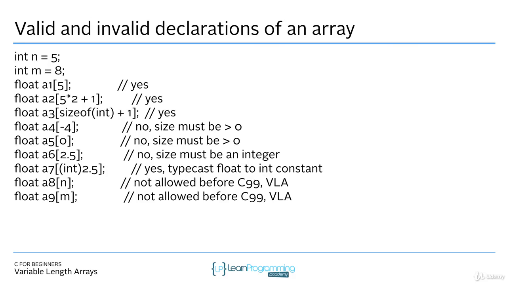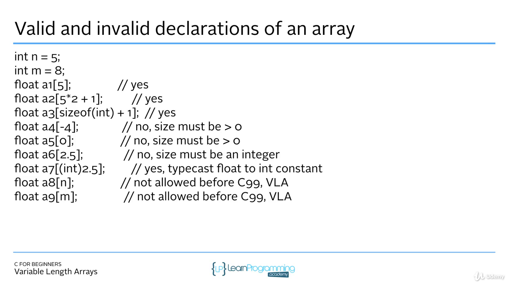Here are some valid sizes that you can apply when declaring an array. All right, so we can declare two variables n and m, and then you see at the bottom when we say float a and float a9, we can use those variables when we declare them in the array size. And that was not allowed before C99, but now it is. And that's a VLA, variable length array, specifying a variable to be used inside of an array. It's not changing the size at runtime. There's other examples here of valid declarations of arrays as well that you may want to pay attention to.